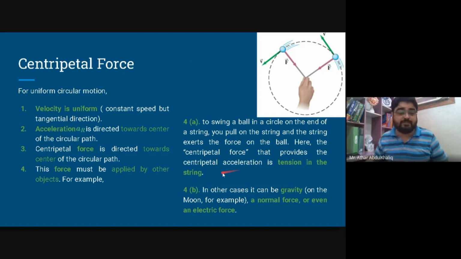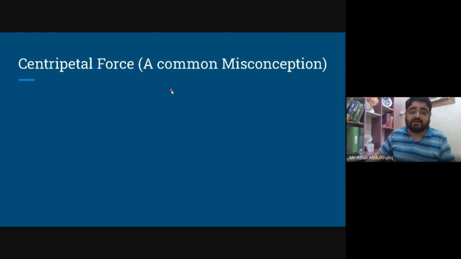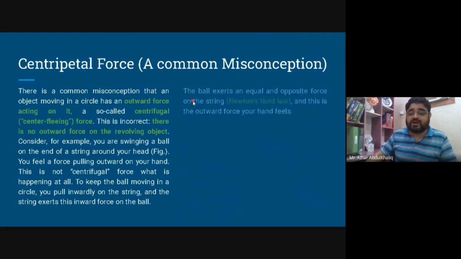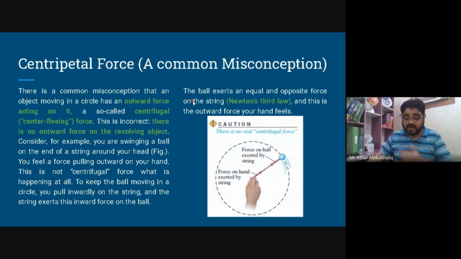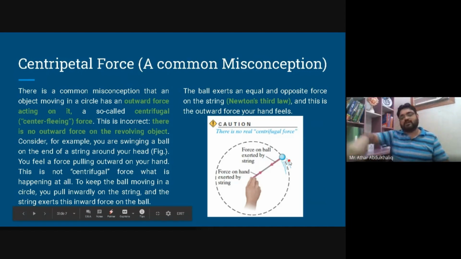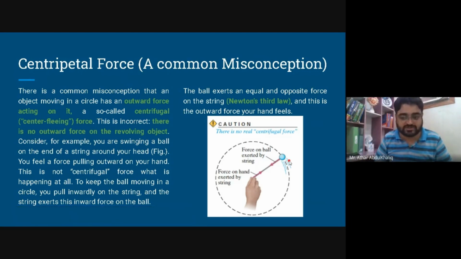Now there is a very big misconception about the centripetal force. Some people say that when an object is moving in a circular path, there are two forces acting on it. One is the centripetal force that keeps the object in the circular path, and another is the centrifugal force that keeps the object moving away. So they say centripetal and centrifugal forces are balanced, so the object stays moving in a circular path. It's a misconception. There is no centrifugal force on the object.